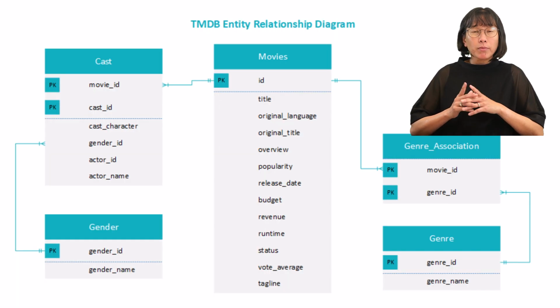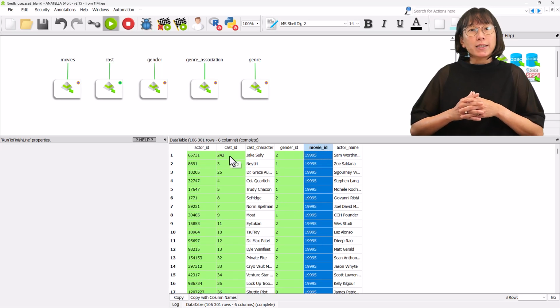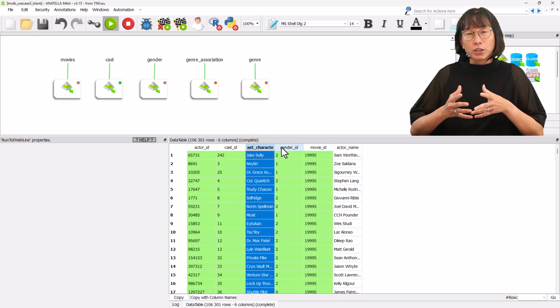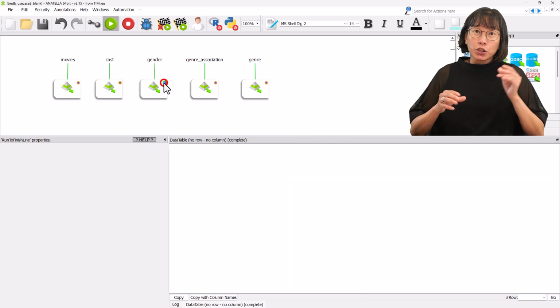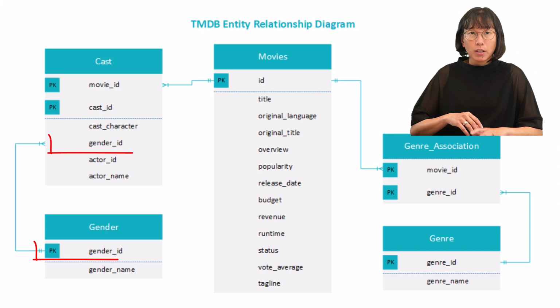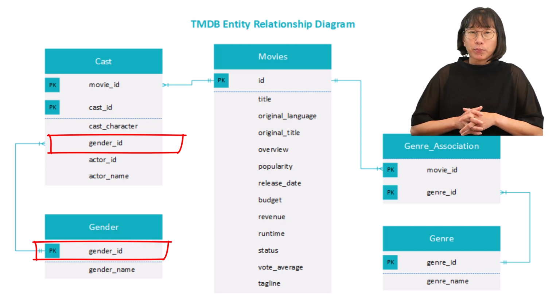The other columns describe the usual characteristics of movies such as title, language, popularity, release date, budget, revenue, and vote average. Next, we have the cast table that includes the foreign key movie ID that links to the ID column of the movie table. The cast table also has other columns such as cast ID, cast character, gender ID, and actor name. Next, we have the gender table with the column gender ID and gender name. The gender ID serves as a common key for joining with the table cast.